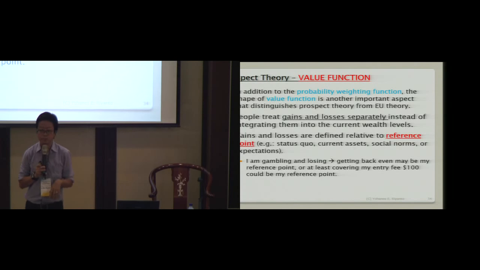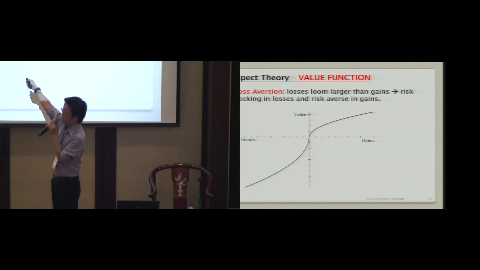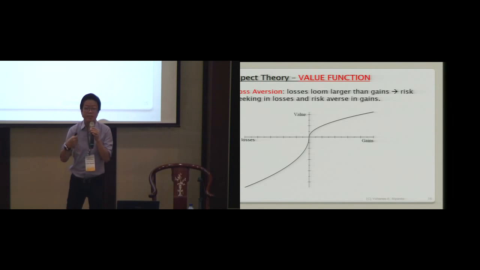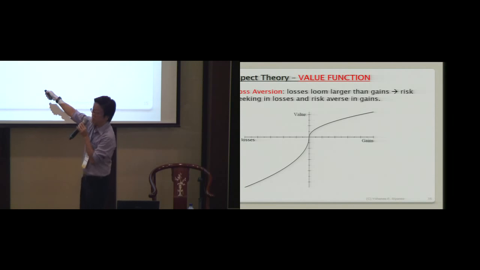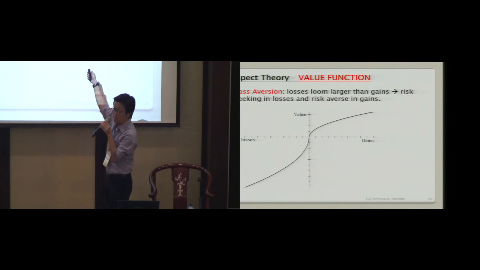the value function should have this kind of shape. There are two domains. We have gains domains, and we have losses domains, and we have that reference point, the one in the middle. Because people are risk-seeking in losses, it must be that in the loss domains, this value function has a convex shape. And because people are risk-averse in gains, in the gains domain, these value functions will have a concave shape.